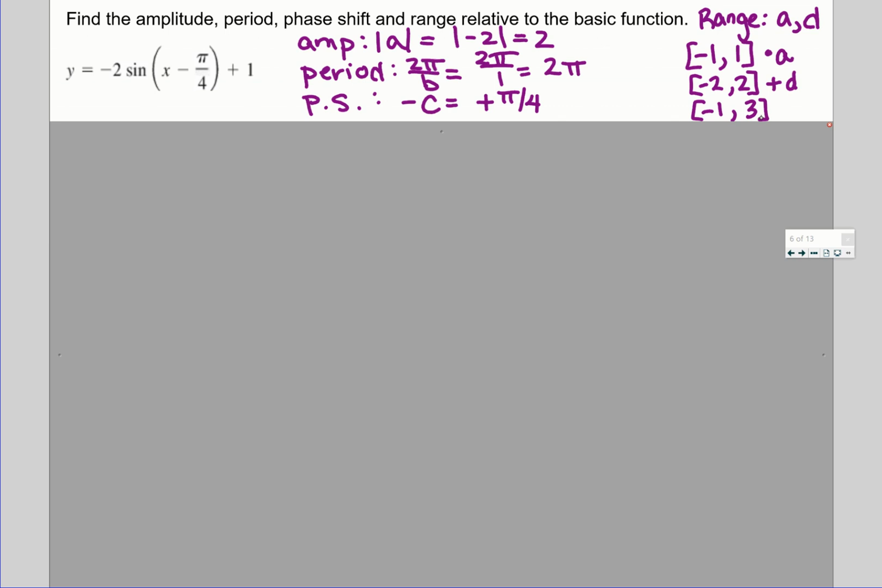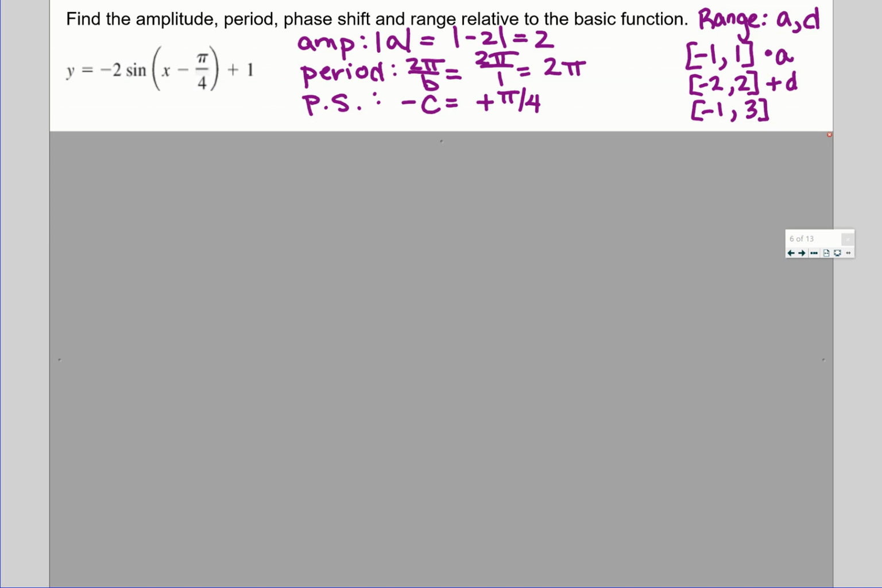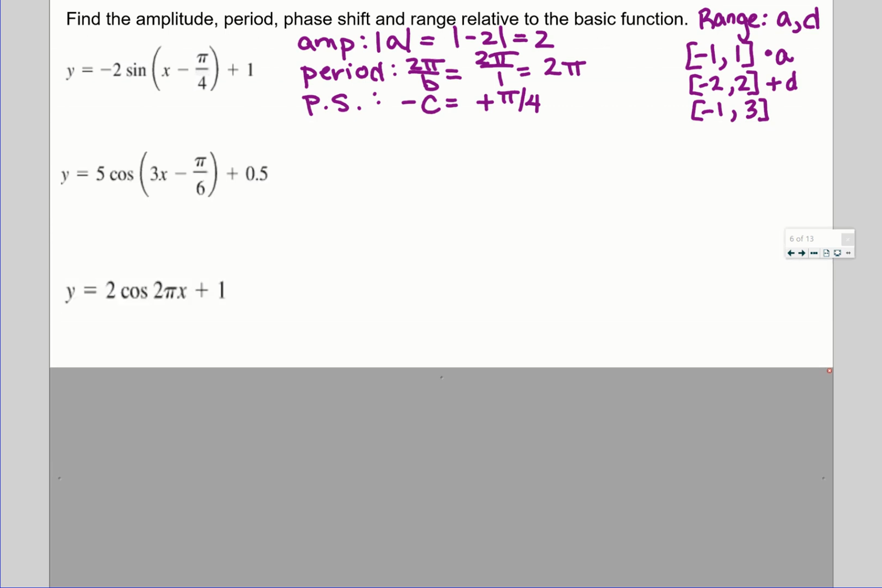And if you're doing Math Excel, you're going to see there's quite a few steps to getting the graph. If all you need is the range, it is much, much quicker to do this than to try to get the whole graph and name it from the picture. Okay. All right. I want you to try the next two with your partners.